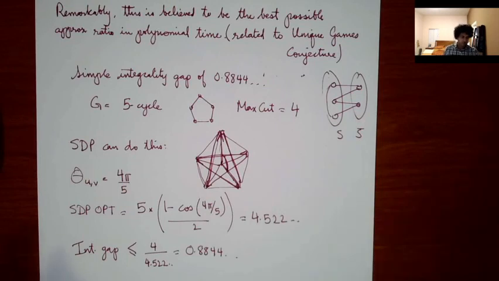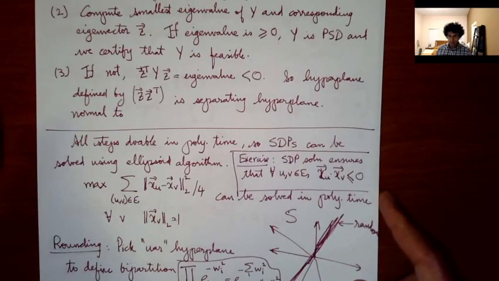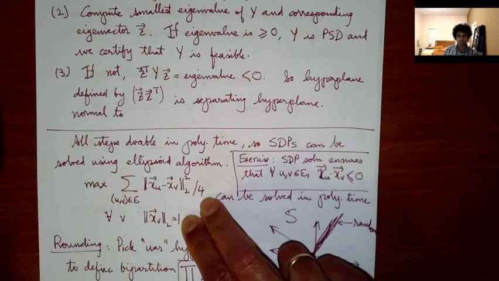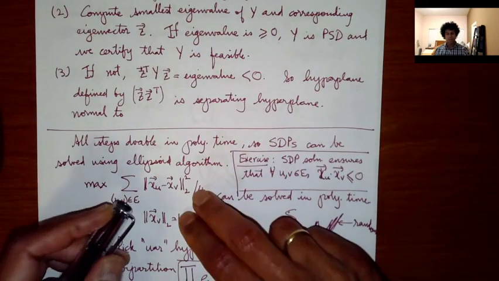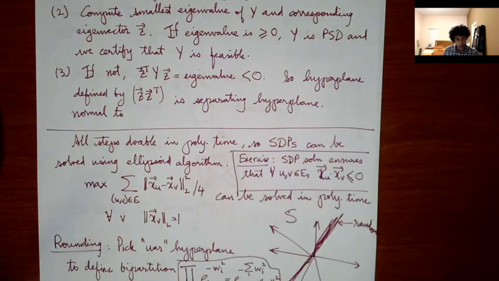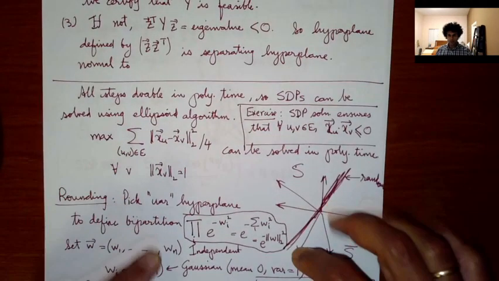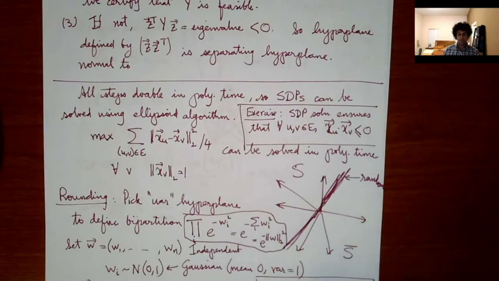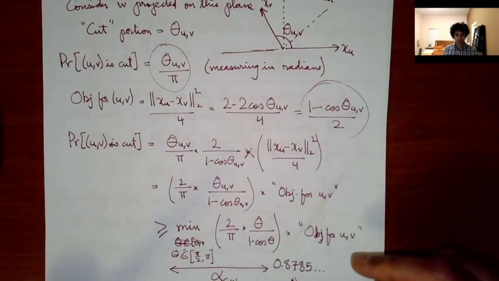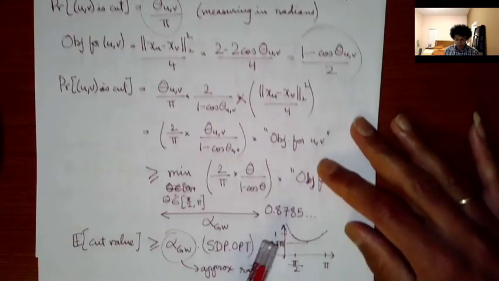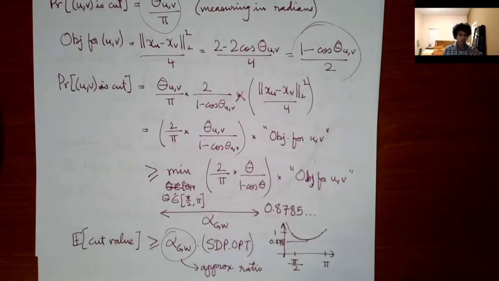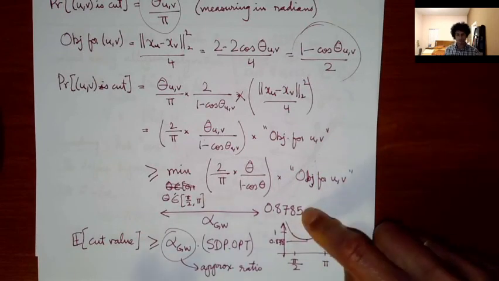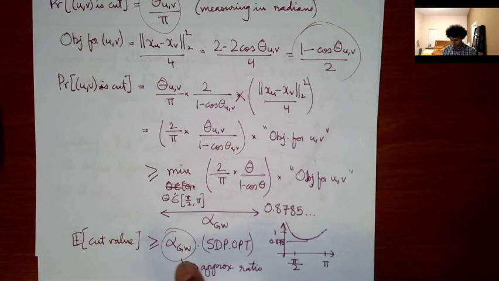So again, the important point is that Maxcut can be relaxed as a semi-definite program, which is a linear program over dot products. One can solve that using ellipsoid. Once you get those vectors, you can pick a uniform random hyperplane to get a bipartition, and then you have to do some amount of trigonometric calculations here. But what you can show is the probability that the edge UV is cut is at least 0.8785, some constant, times the objective value. And this is the Goemans-Williamson approximation ratio, also referred to as alpha GW.